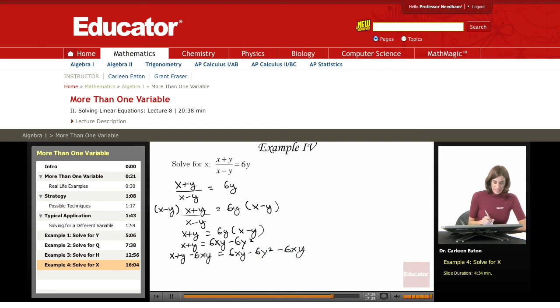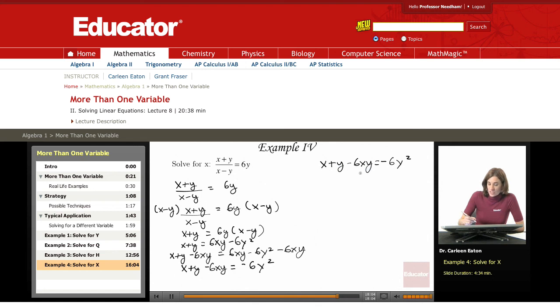Okay, this gives me x + y - 6xy = -6y squared. Rewriting this, x + y - 6xy = -6y squared. The next thing I want to do is get this y on the left side over to the right. So first I have all my terms containing x's on the left, and I want to get this y over to the right, and then I'll separate that x out in a minute.